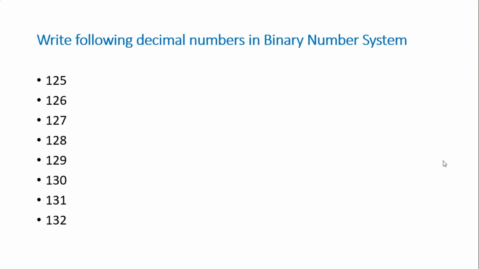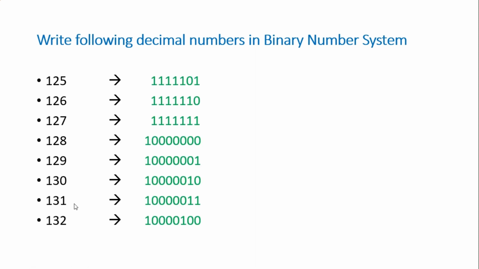Now exercise time. Write the following decimal numbers in binary number system. So these numbers are written in decimal number system. You have to write them in binary number system. So pause the video here. So I'm going to show you the answers now. 3, 2, 1. Yeah, here are the answers. Match your answers with these answers. If they are matching, then good. If not, see what's the error.